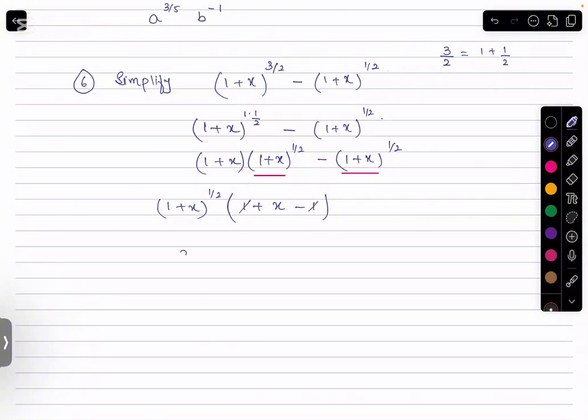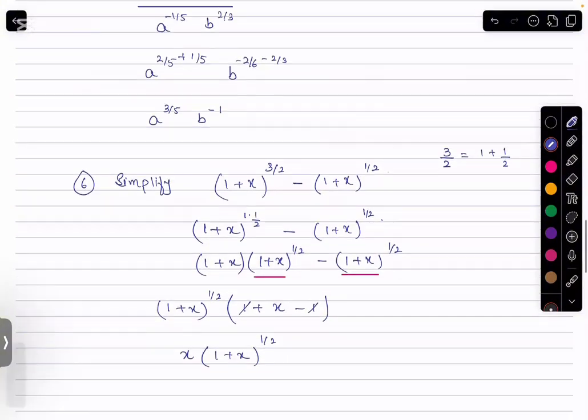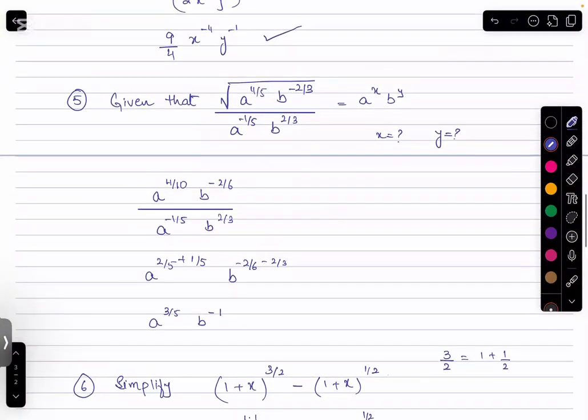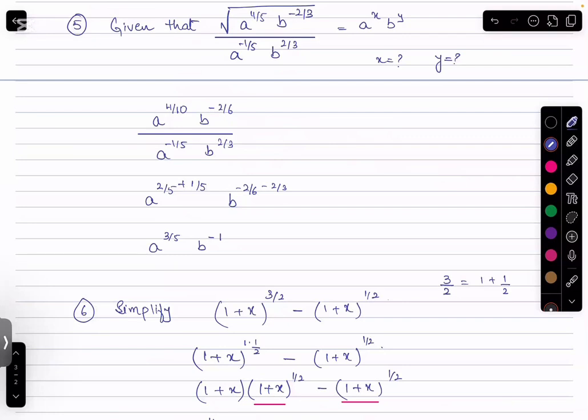What is the simplified answer? It's x times 1 plus x to the power 1 by 2. So this is a basic simplification for all the indices that we have here. Done? ठीक है. अच्छा, अब I've done the first exercise.